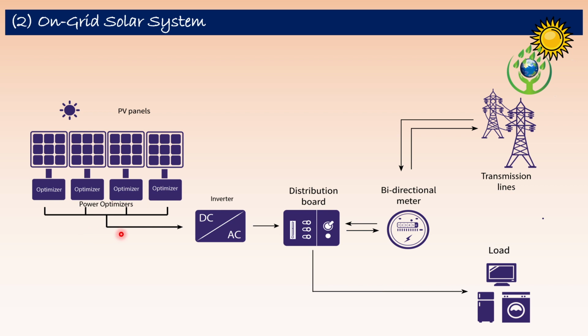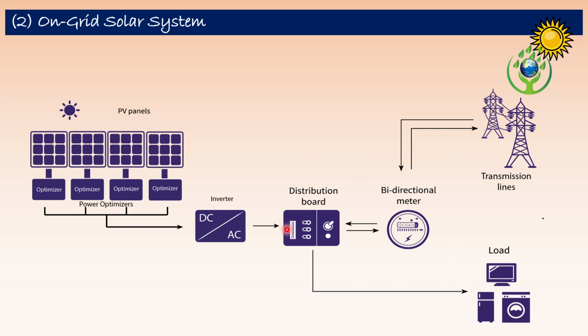Now this is generating direct current, and that direct current goes to the inverter, which converts it from DC, direct current, to AC, alternating current. Then that current goes to a distribution board, which works like a circuit breaker. Then the generated electricity goes to your home load or your factory load. Then you have the bidirectional meter, and that meter calculates how much power you used from the grid and how much power you stored on the grid.